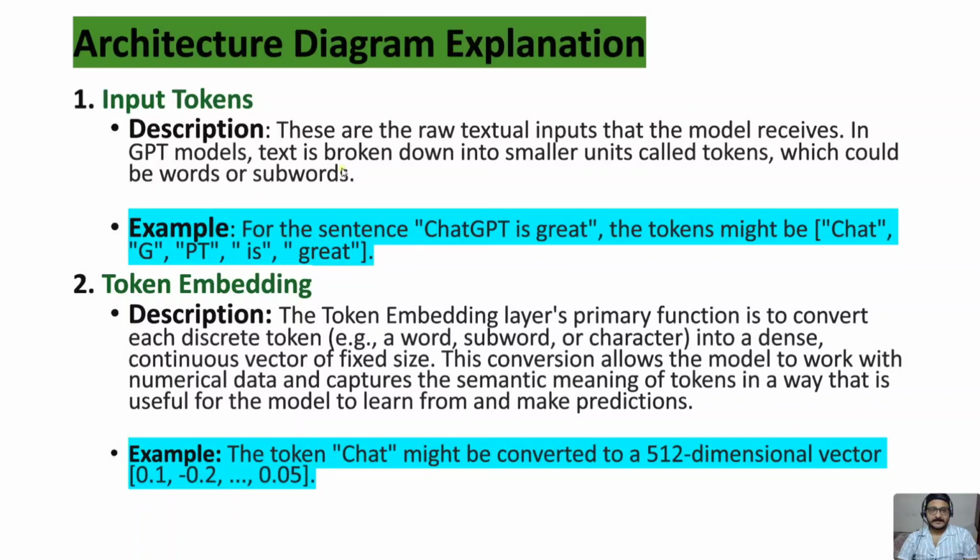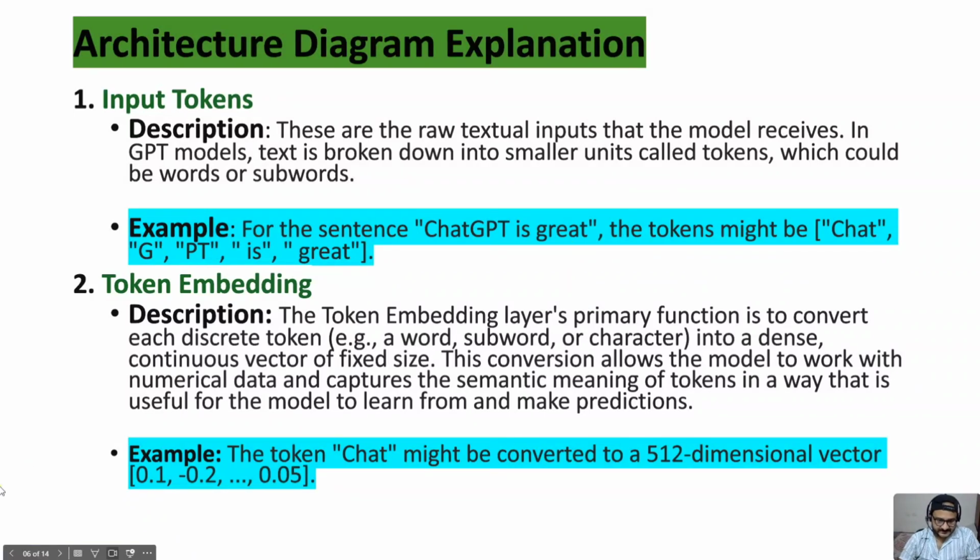In the GPT model, text is broken down into smaller units called tokens, which could be a word or subword. So as we discussed, in ChatGPT, chat could be one token and GPT could be a separate token. For the sentence "ChatGPT is great," this might be the tokenization for the particular sentence which we have provided.